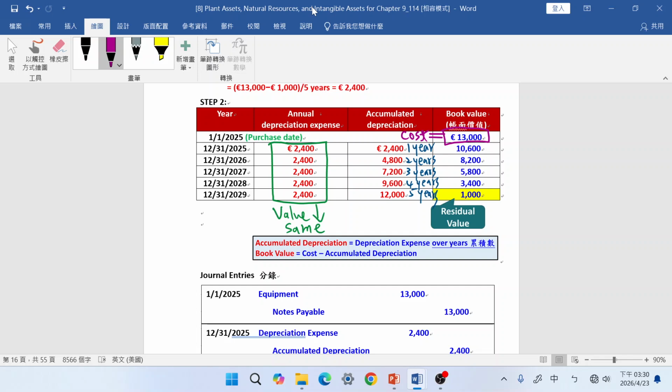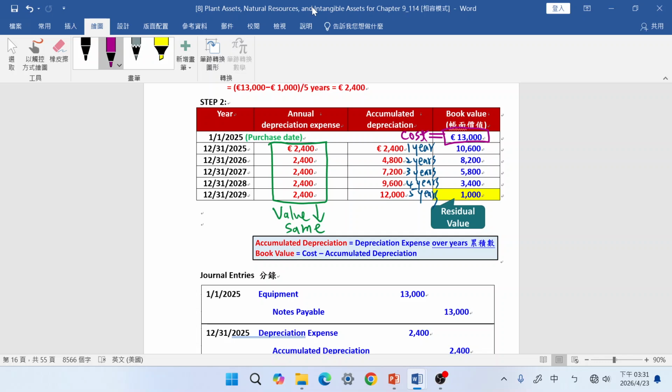Okay, each year our value decreased $2,400. Accumulated depreciation for 1 year is 2,400. For 2 years, $4,800. For 3 years, $7,200, and so on.